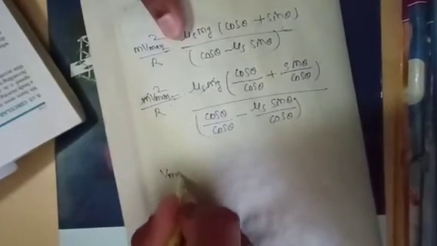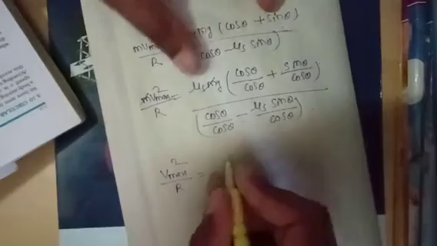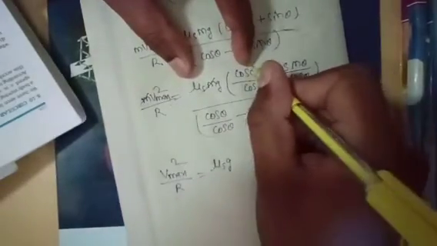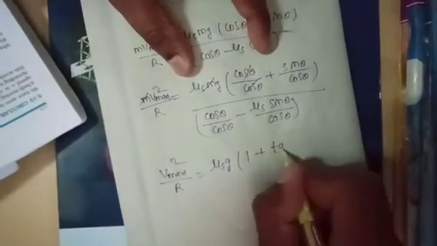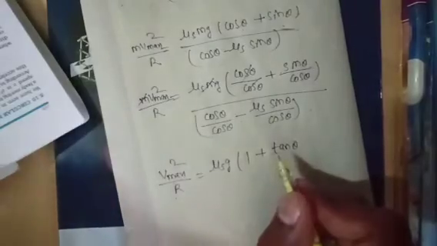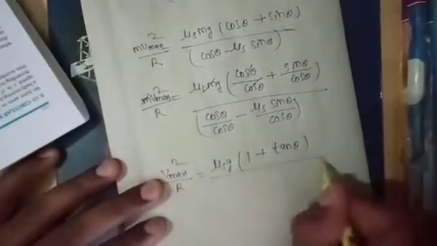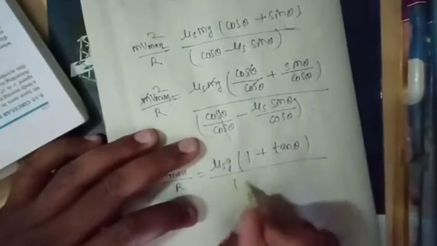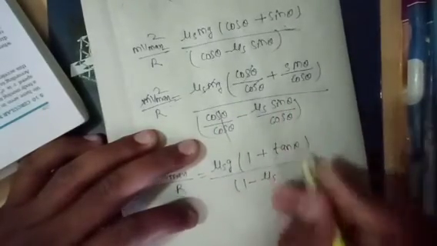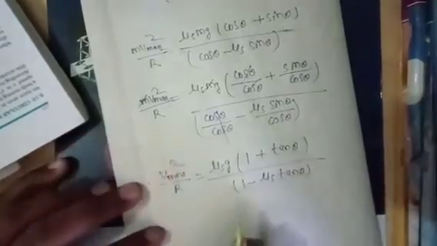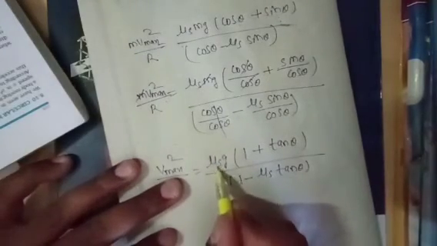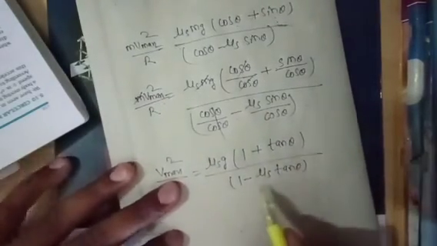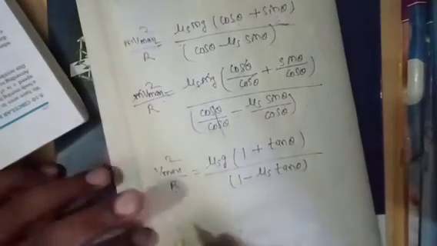Here m cancels. Therefore v maximum square divided by r is equal to mu s into g, cos theta divided by cos theta cancels, only 1. Sin theta divided by cos theta is nothing but tan theta, and in the denominator 1 minus mu s sin theta divided by cos theta is tan theta. Therefore v maximum square divided by r is equal to mu s g into 1 plus tan theta divided by 1 minus mu s into tan theta.